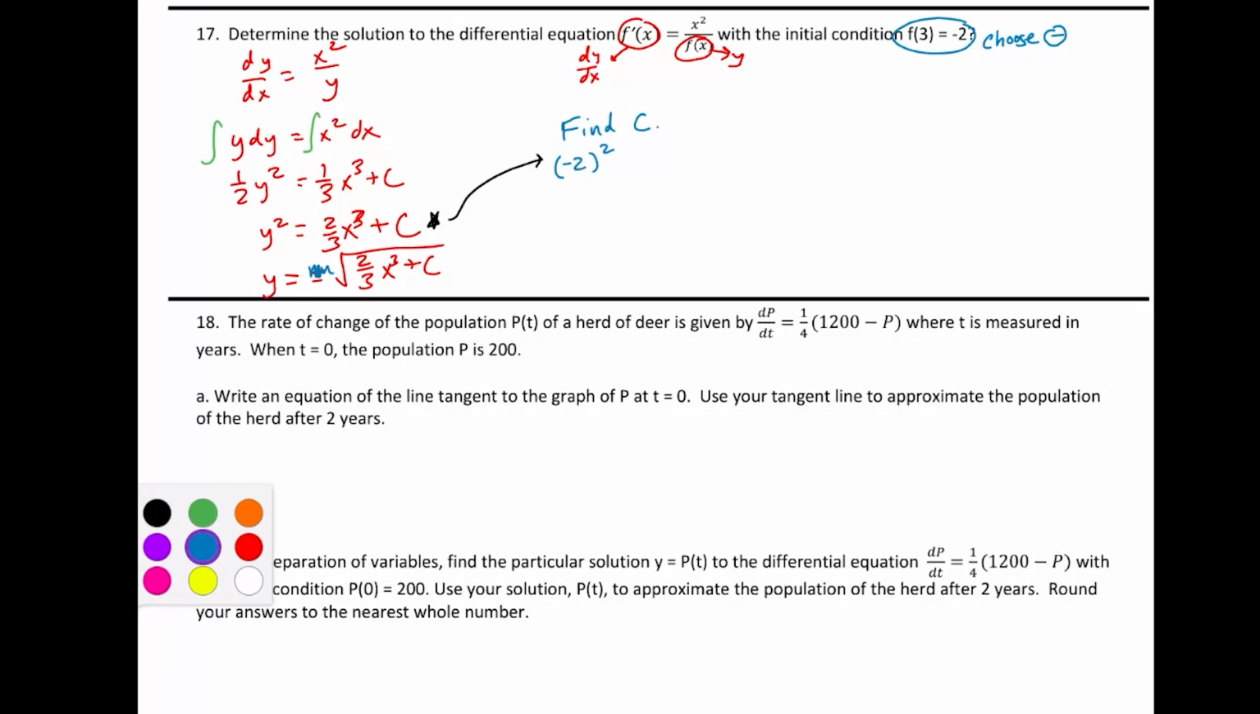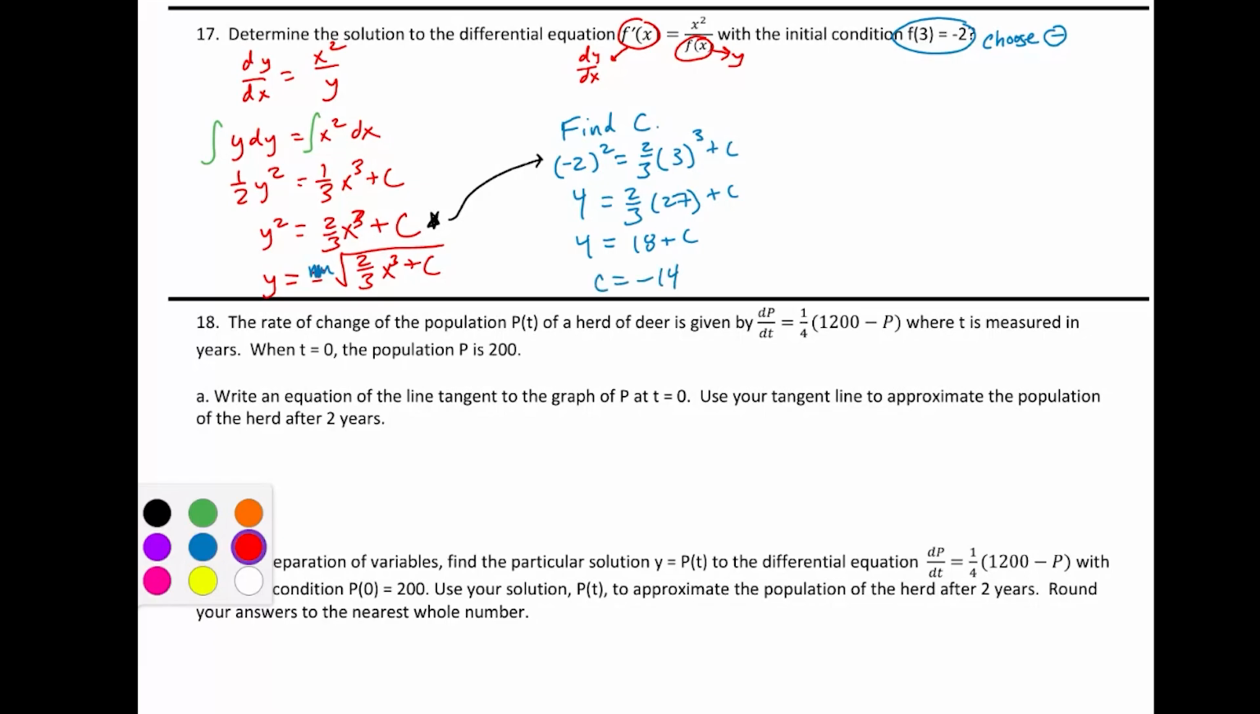So negative 2 squared equals 2/3 times 3 cubed plus c. Negative 2 squared is 4. And then 3 cubed is 27. So we've got 2/3 of 27 plus c. 27 divided by 3 is 9, and 9 times 2 is 18. So I get 4 equals 18 plus c. And if I subtract 18 on both sides, I'm going to get c is negative 14.